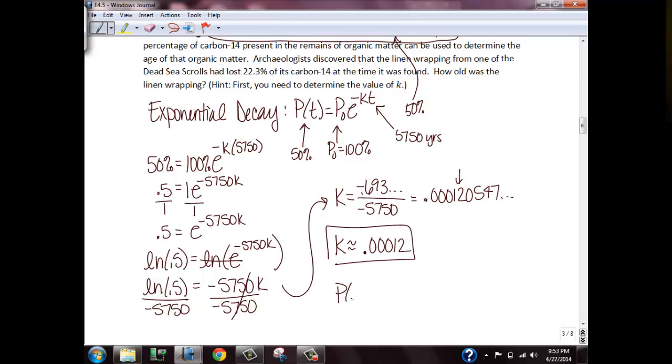Okay. So now that I know my k, I should be able to write my function for this decay model. So I'm going to rewrite. This is just going to be P of t is equal to P naught. Now here, again, they did not give me an original amount because we assume whatever carbon is inside the object, they start out with 100% of it.